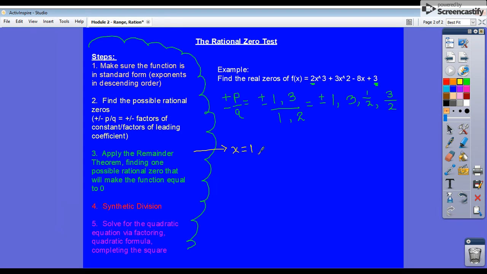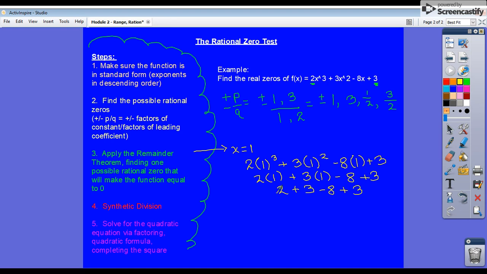So I'm going to take that same function, 2x to the third, and replace the x with 1, plus 3x squared, replace the x with 1, minus 8x plus 3. Remember PEMDAS? So 2 times 1 to the third is 2, plus 3 times 1 squared. 1 squared is 1, minus 8 plus 3. So I have 2 plus 3 minus 8 plus 3. From left to right, we have 2 plus 3, which is 5, 5 minus 8, which is negative 3, and negative 3 plus 3, which is 0. So I know that 1 works.